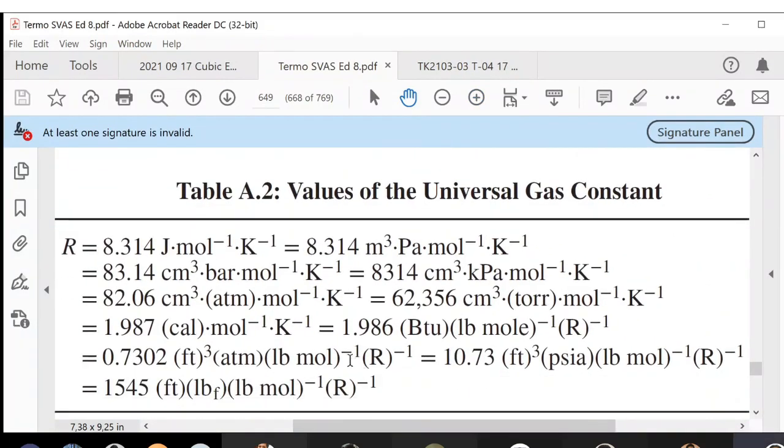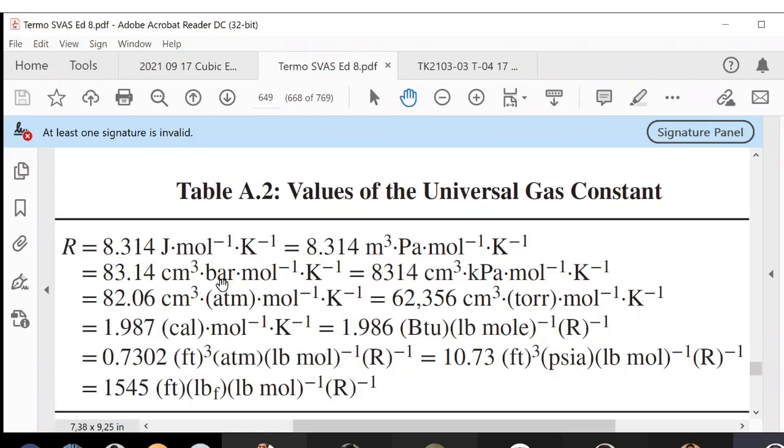Okay, we need to find out if there is a volume. This is cubic centimeter. This is cubic centimeter. The pressure was in bar. Okay, we will take this. The value is 83.14.